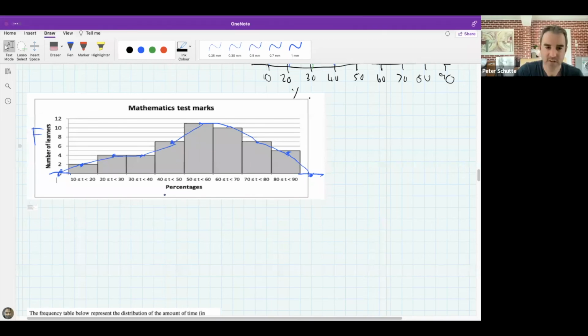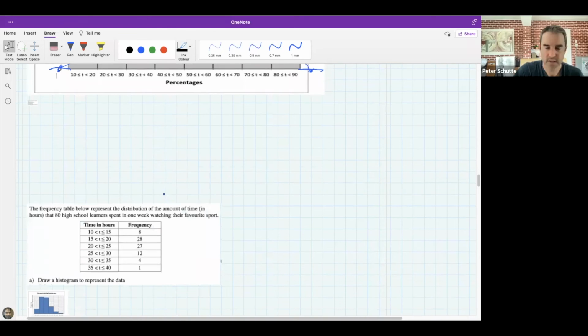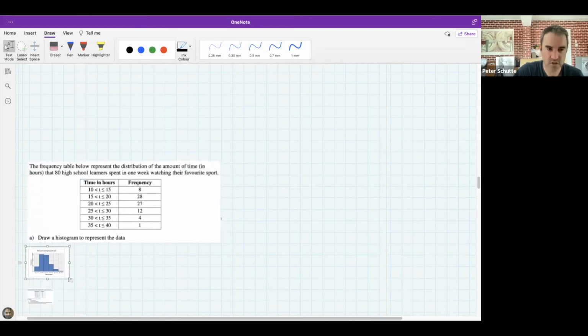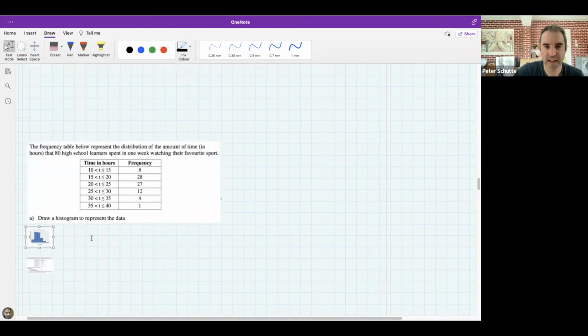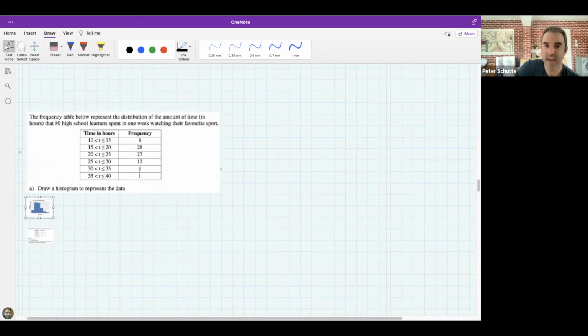Okay, now let's draw one more histogram to finish today. And when you draw that histogram, I also want you to draw a frequency polygon on top of it, if that makes sense. So draw a histogram now using this data set. And then I want you to draw a frequency polygon on top of that using that idea that I just showed you.